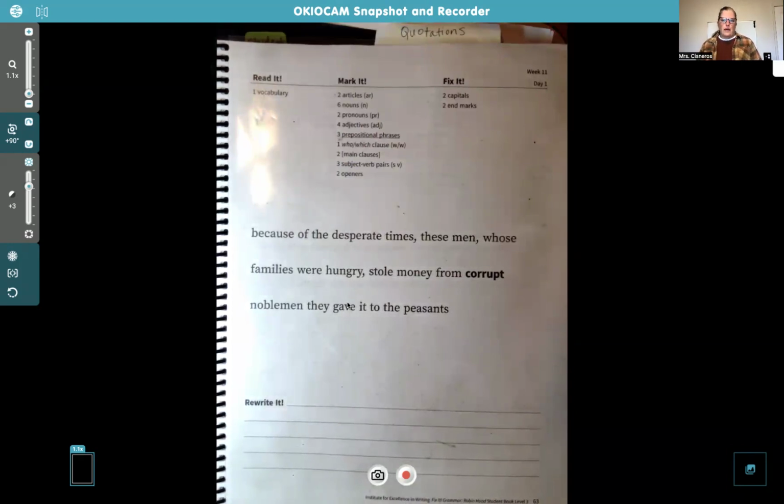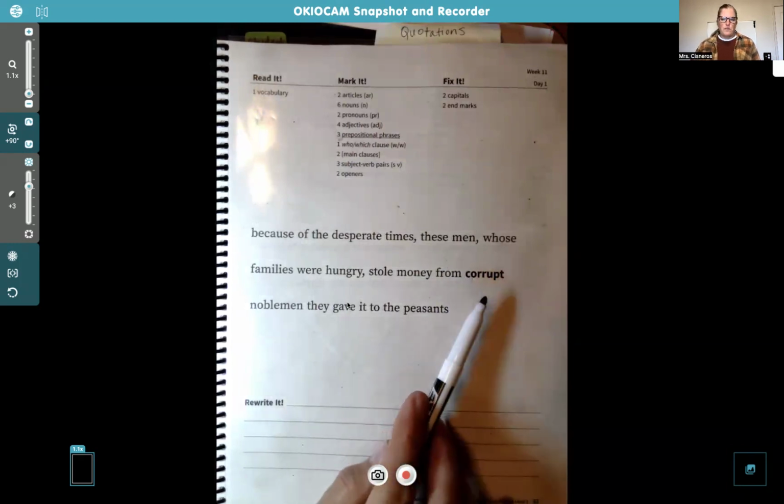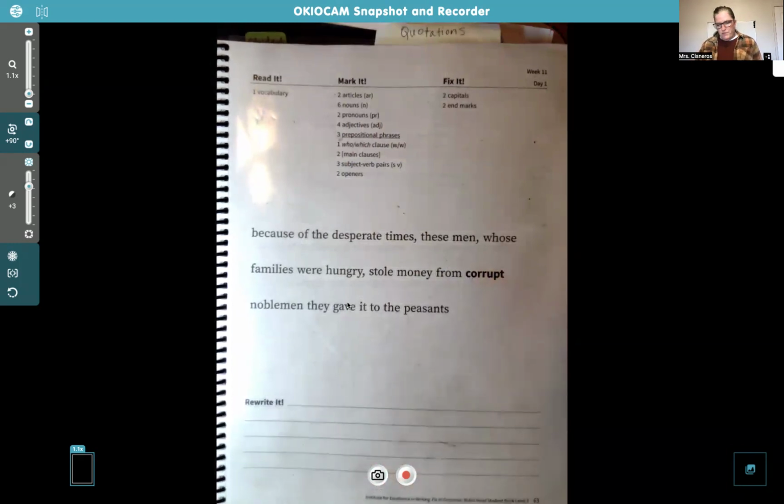Corrupt is your vocabulary word. It just means dishonest or giving into bribery. Anytime I see that word corrupt, I always think of politicians. I know that's terrible, but it's true. There's always some shenanigans going on with politicians. But that word means like something's wrong. It's a negative word. Corrupt meaning dishonest practices or bribery is going on.